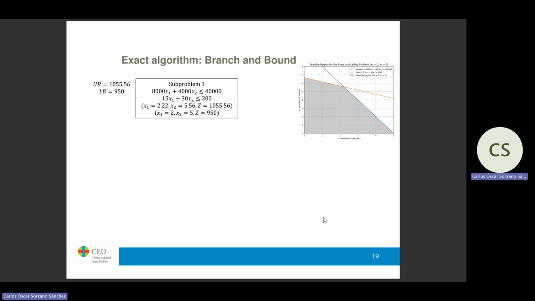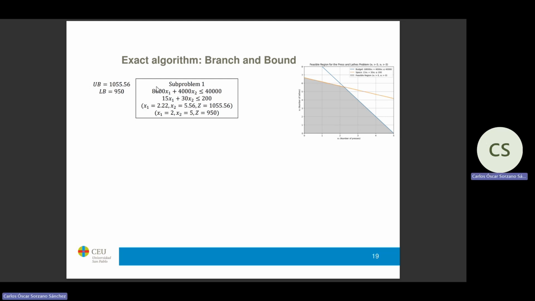Okay, so the first thing is, because we have only two variables, I have drawn the feasible region. So we have two constraints. One is on budget, that is the blue one. The other one is on space. So for this region, you are limited by budget. For this region, you are limited by space.